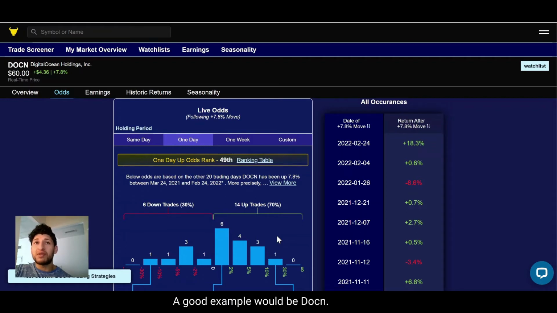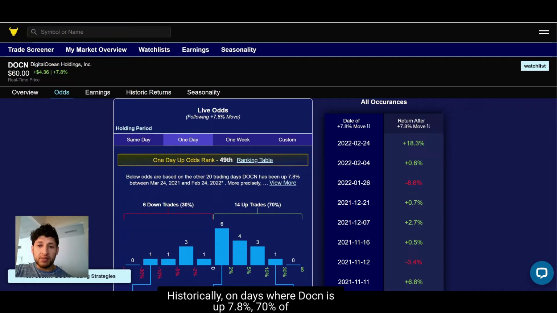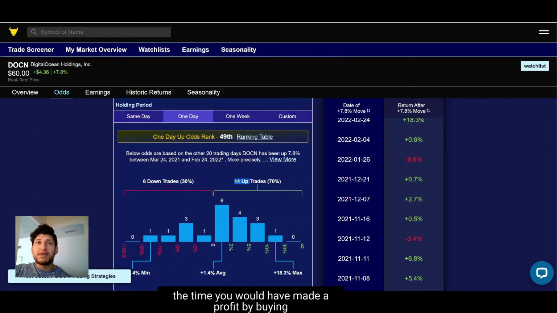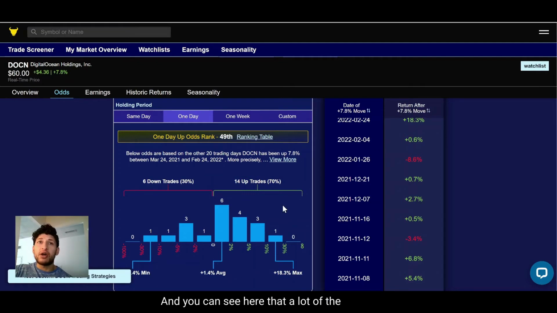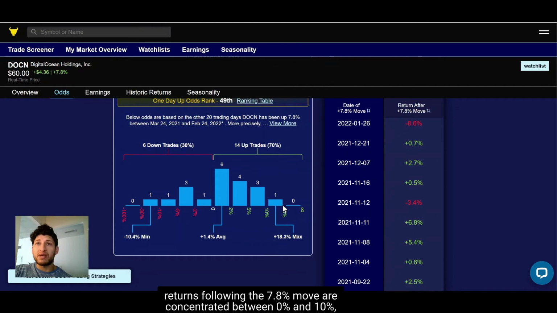A good example would be DOCN. Historically, on days where DOCN is up 7.8%, 70% of the time you would have made a profit by buying it and selling it on the following day's close. And you can see here that a lot of the returns following this 7.8% move are concentrated between 0 and 10%, meaning that DOCN might potentially be a good momentum stock on days it is up 7.8%.